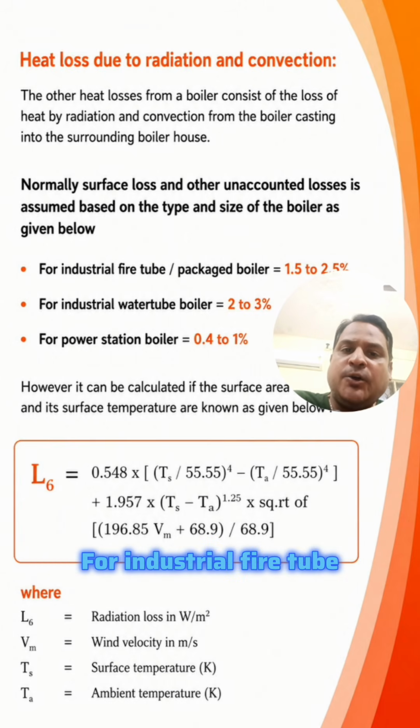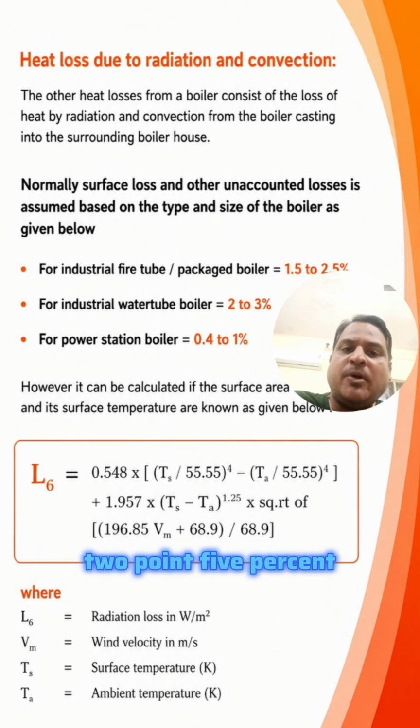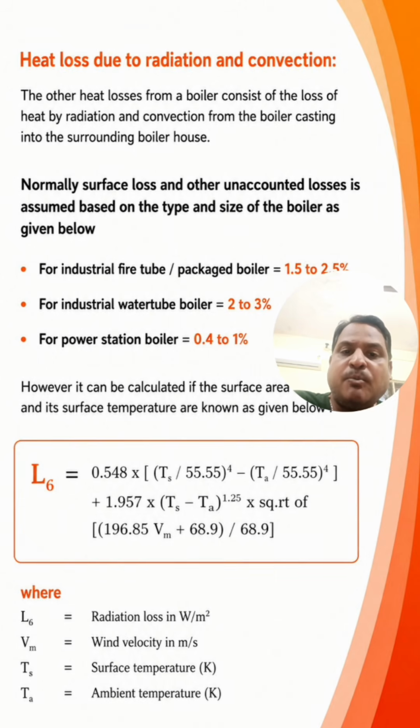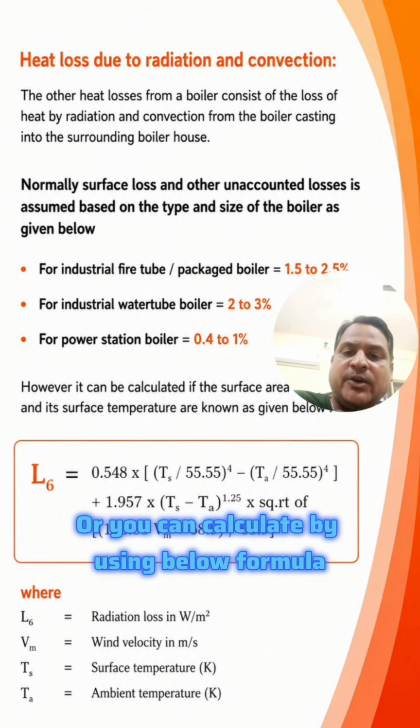For an industrial fire tube or packaged boiler, it is considered to be 1.5 to 2.5%. For an industrial water tube boiler, 2 to 3%. For a power station boiler, 0.4 to 1%. Or you can calculate by using the below formula.